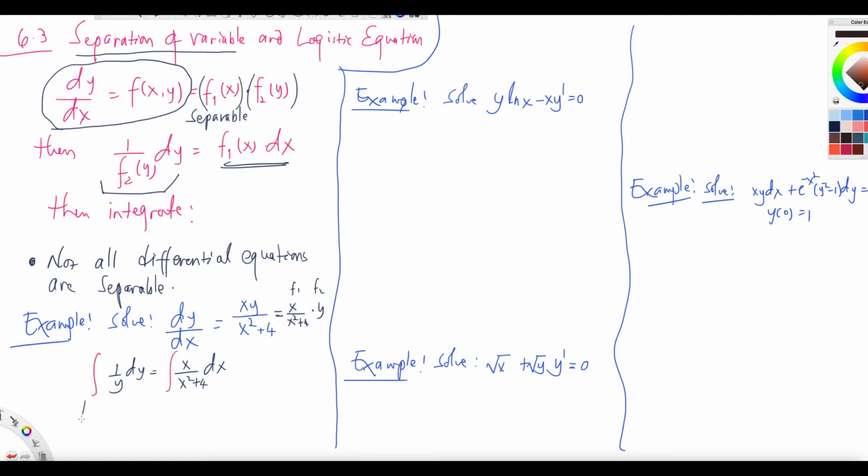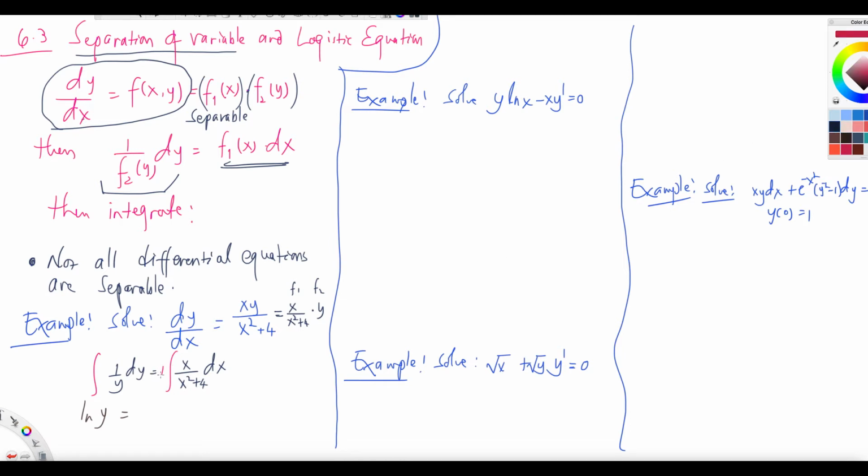On the left hand side you will get natural log of y equals, and on the right hand side, what is the function in the denominator? x squared plus 4. How do I do this type of integral? Because there is x in the numerator, and the derivative of x squared plus 4 is 2x, but there is just x.